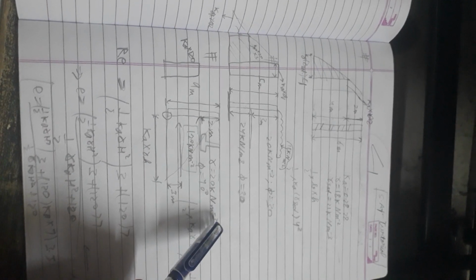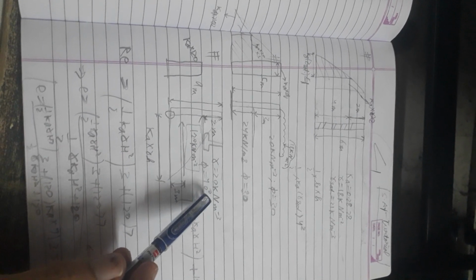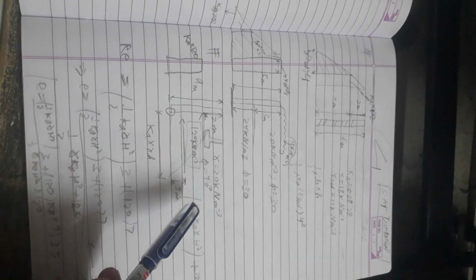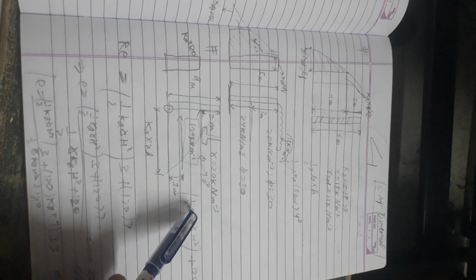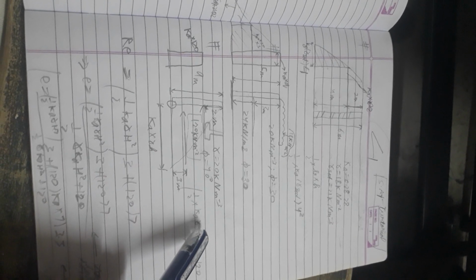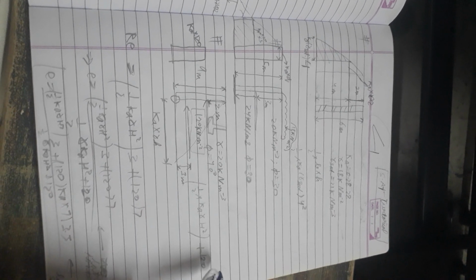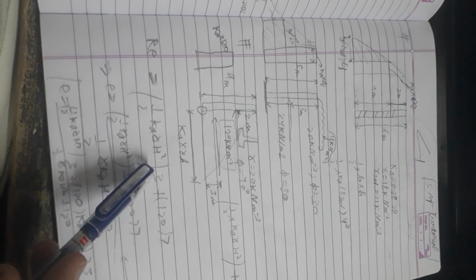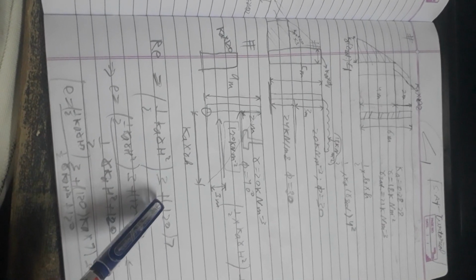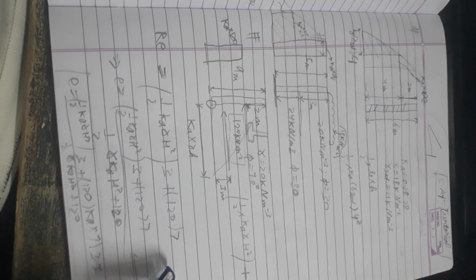Gamma is 20 kilonewton per meter cube. Phi is equal to 40 degree. 120 kilonewton per meter square. Here it is the 3 meter. Here it is K into gamma into H. Then there is half Ka into gamma into H square plus 120. Re is equal to half Ka into gamma into H square into 3 plus 120 into 7.